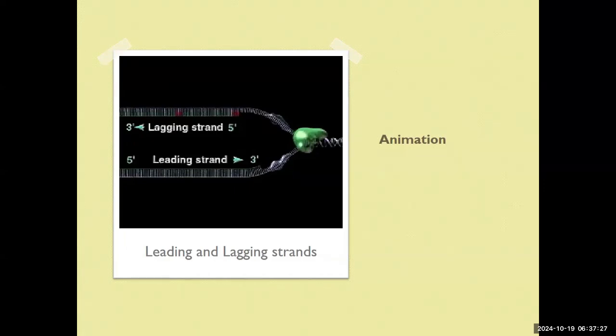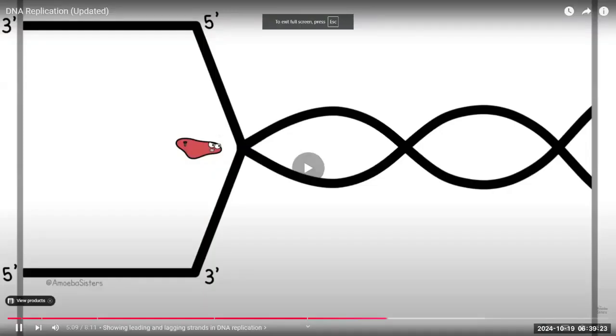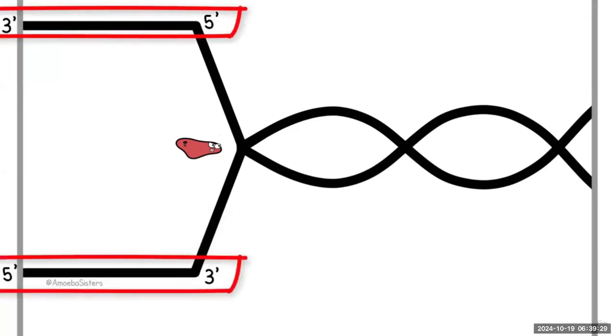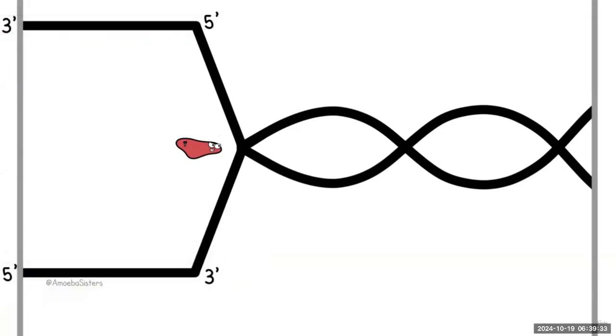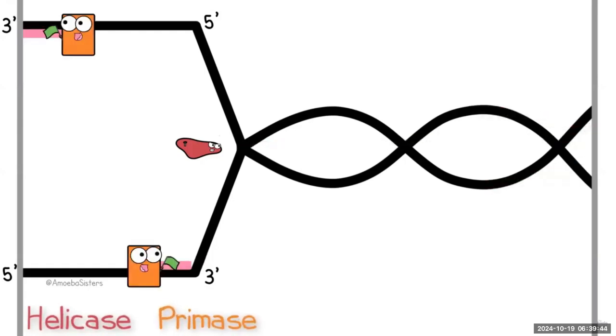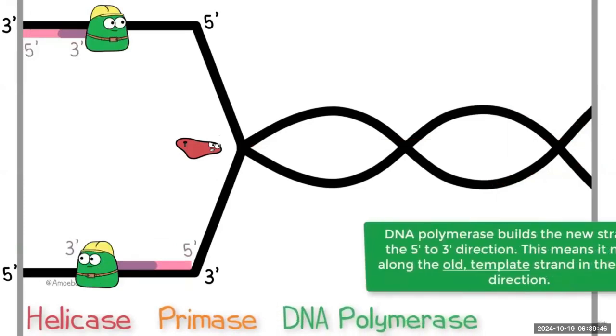Let's see this more in detail. In this image, I labeled the top original strand 3' to 5'. I labeled this bottom original strand 5' to 3'. That's the original DNA that is going to be replicated. DNA is unwinding here thanks to helicase. In this example, it will keep unwinding in this direction. Primase places primers. DNA polymerase is building the new strands.